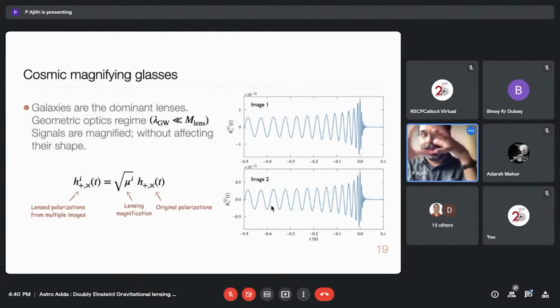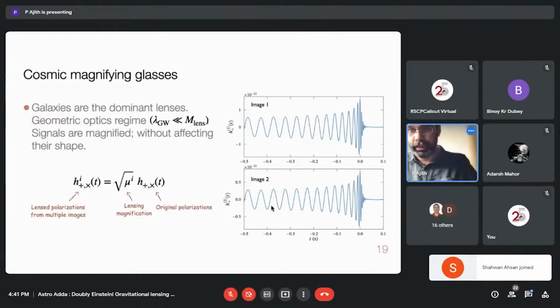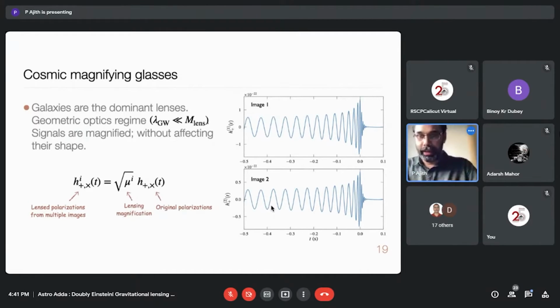So their characteristic gravitational radius is very, very large, and the wavelength of gravitational waves is small, comparable to the gravitational radius of these galaxies. So basically, the whole problem can be thought of in terms of geometric optics, just like lens calculations in usual optics. And if you do that calculation, you would see that the multiple copies would practically look the same, except for a relative magnification and a time delay.